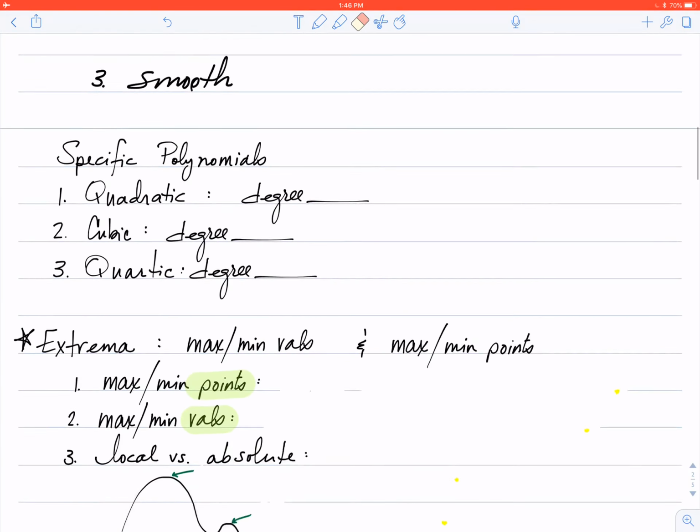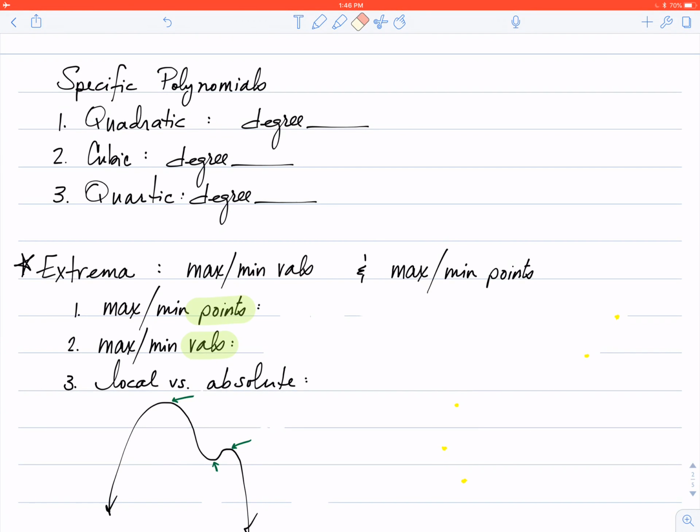So if you'll go down please to the part where we're talking about specific polynomials. Really quickly, a quadratic is always going to have a degree of 2. A cubic will always have a degree of 3, and a quartic will always have a degree of 4. We do have ones that are higher than that, but we don't have special names for them.